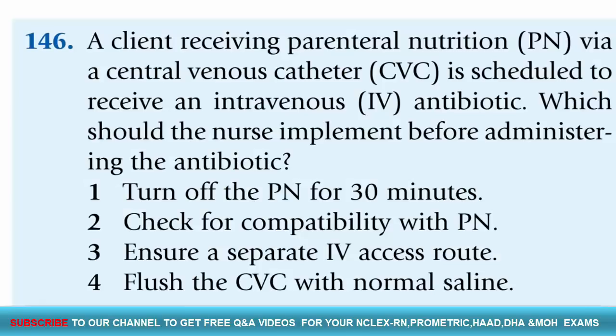146. A client receiving parenteral nutrition, PN, via a central venous catheter, CVC, is scheduled to receive an intravenous, IV, antibiotic. Which should the nurse implement before administering the antibiotic? 1. Turn off the PN for 30 minutes. 2. Check for compatibility with PN. 3. Ensure a separate access route. 4. Flush the CVC with normal saline.